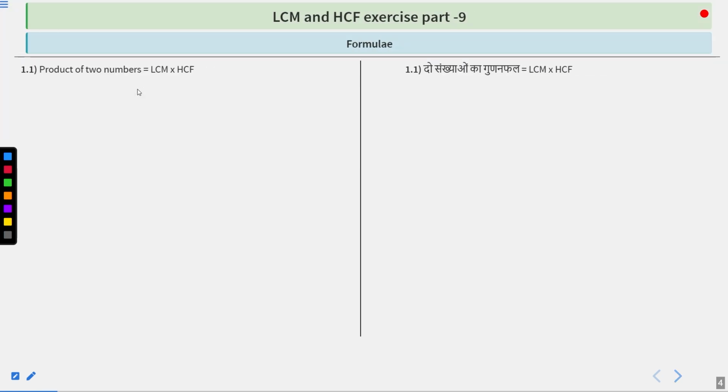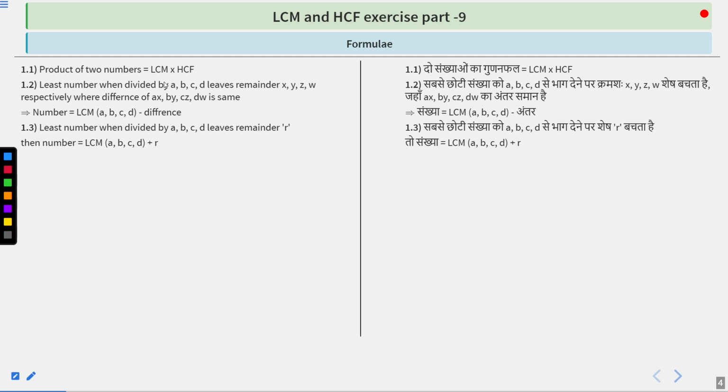These are the formulas which we are going to use while solving the questions. The product of two numbers is equal to LCM into HCF. The least number which, when divided by A, B, C, D, leaves remainders X, Y, Z and W, so that the differences of A-X, B-Y, C-Z and D-W are the same, is equal to the LCM of A, B, C, D minus the difference. And the least number which, when divided by A, B, C, D, leaves remainder R, is the LCM of A, B, C, D plus the remainder R.